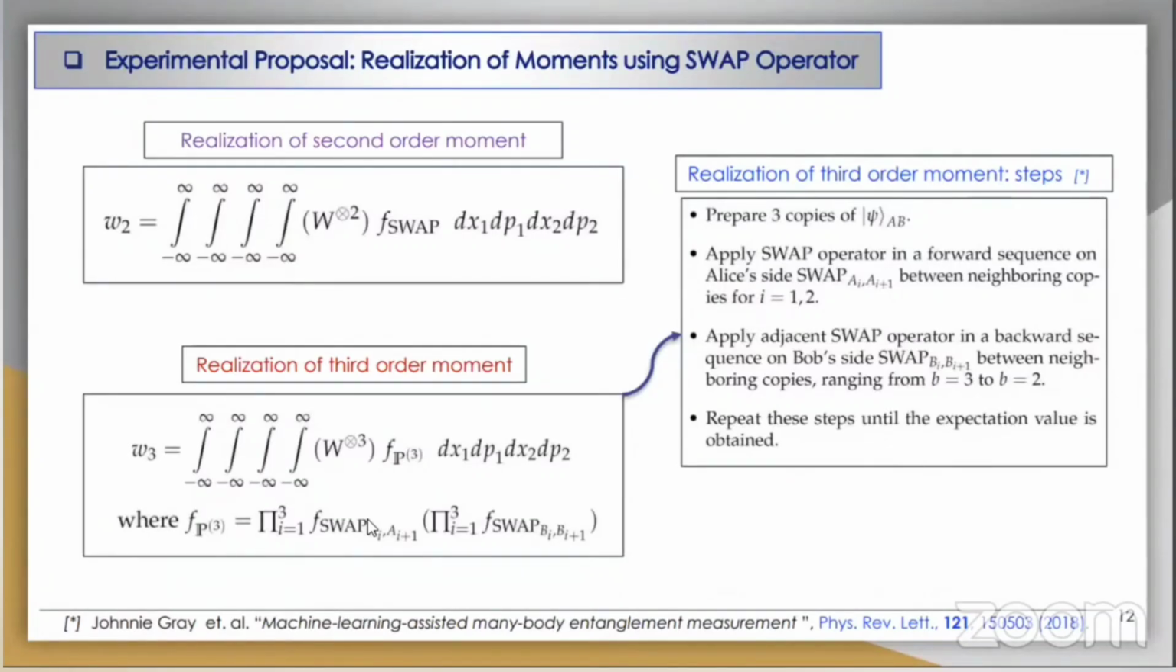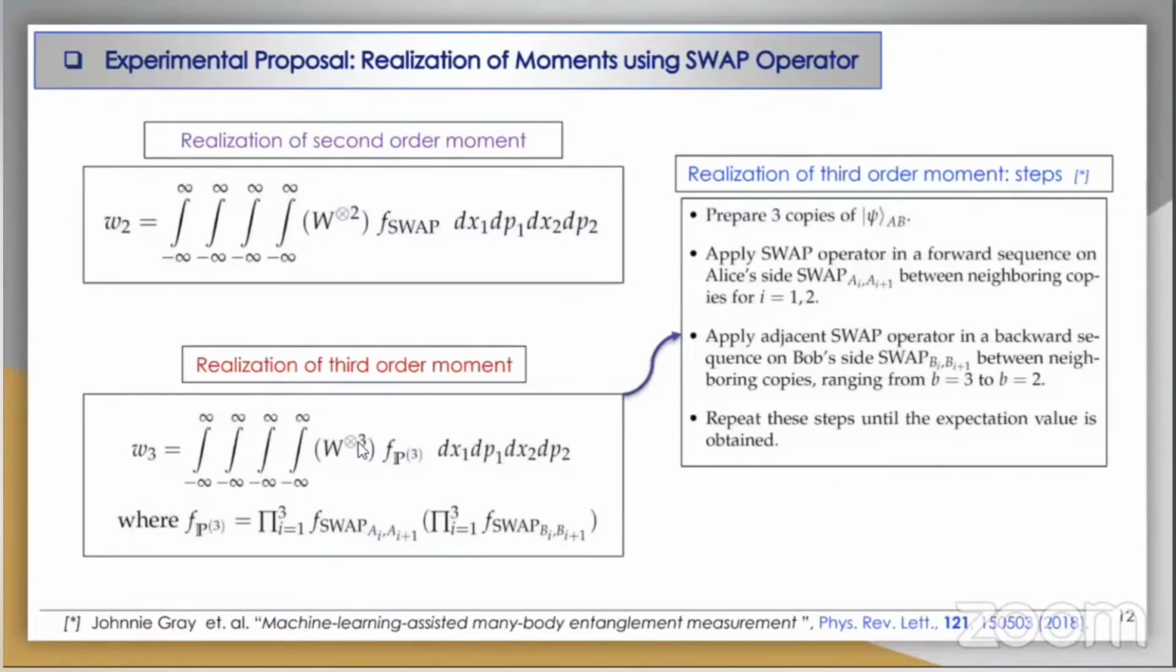And if we follow the sequence, then we can readily write that FP3 using the swap operators, and we can realize the third order moment in experiments. So since we can realize the moments W2 and W3 in experiment, we can actually detect our criteria, and we can comment whether the state is Wigner negative or not, and whether we should use it for quantum information processing tasks or quantum computation or not. And that requires very few measurements.